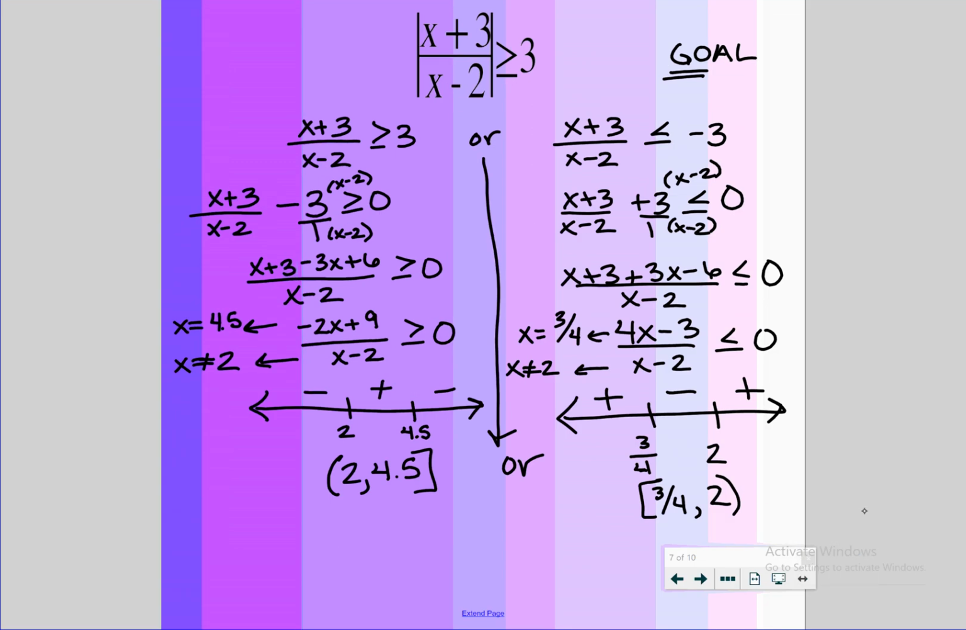You get 3/4 to 2? Bracket at 3/4, parentheses at 2? Okay, last step now is put them together. In an or statement, do we care if these intersect or not? No, it's just both pieces put together.